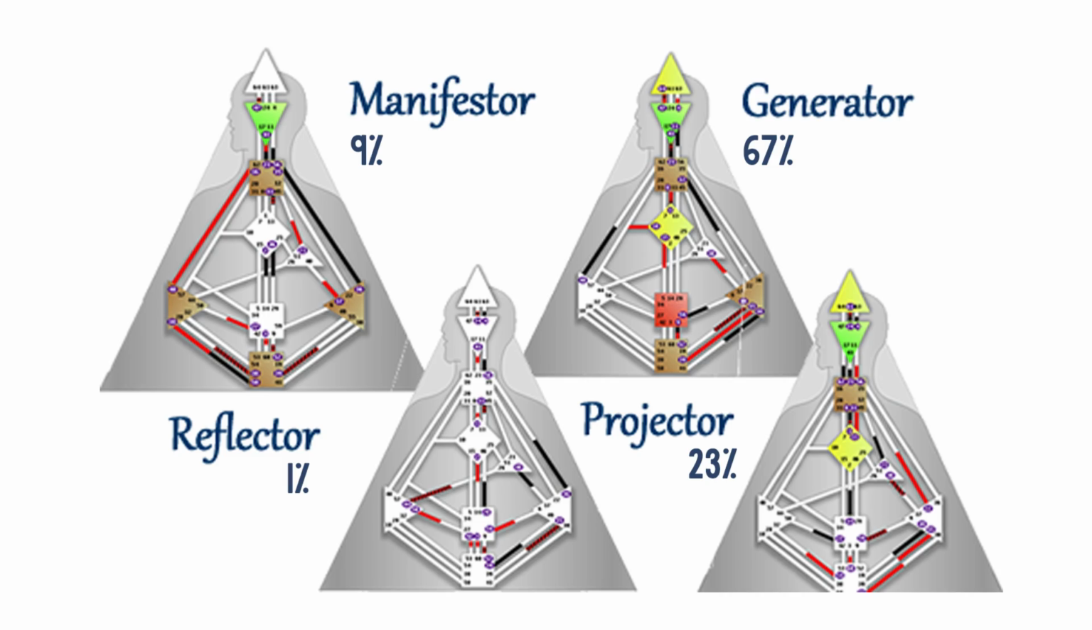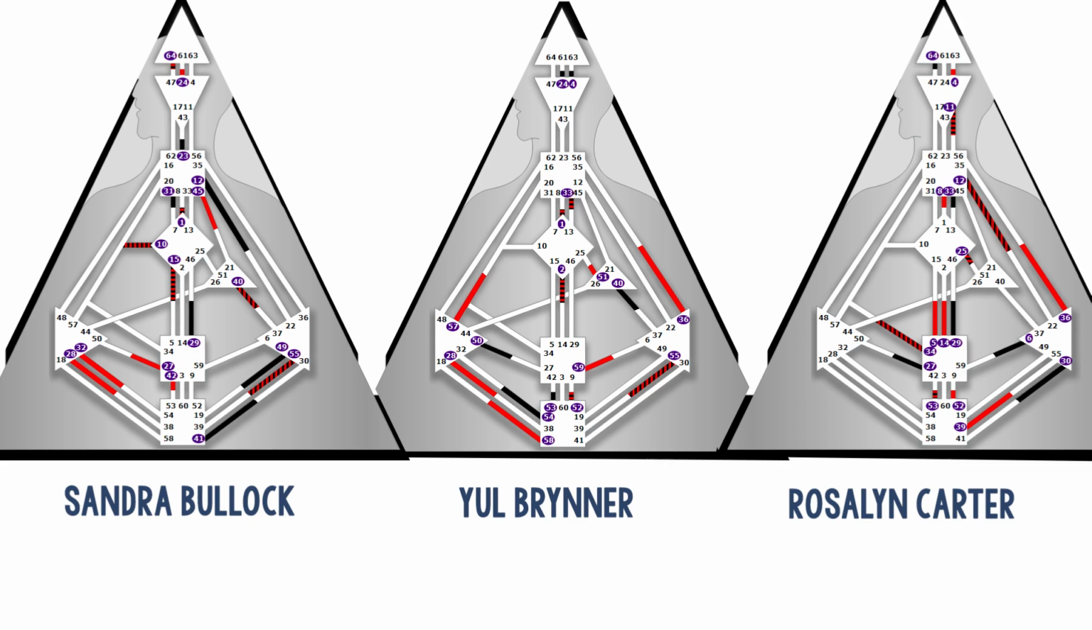So reflectors make up only 1% of the people in the world, and so this is a very rare type. To be a reflector, you must have no center in your body defined. So all of your centers will be undefined or open. This means that you will not have a channel in your human design body graph. You can have gates being defined, but you have no defined channel.